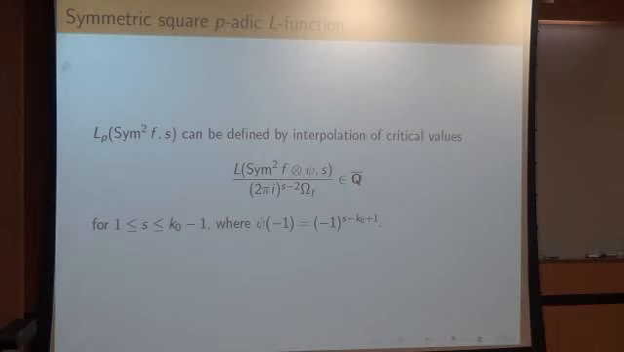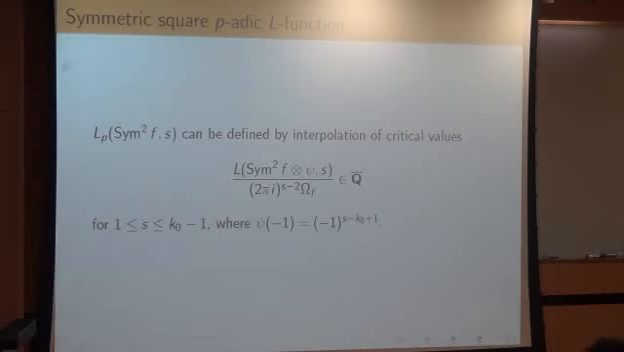For the symmetric square L function, it's not that there are infinitely many integers s that you can interpolate. This actually has finitely many integers s that are critical values. They're the s in the range from 1 to k minus 1, satisfying a certain parity condition. But to make a p-adic L function, you have to interpolate infinitely many numbers. You can't interpolate finitely many numbers to make a p-adic L function out of it.